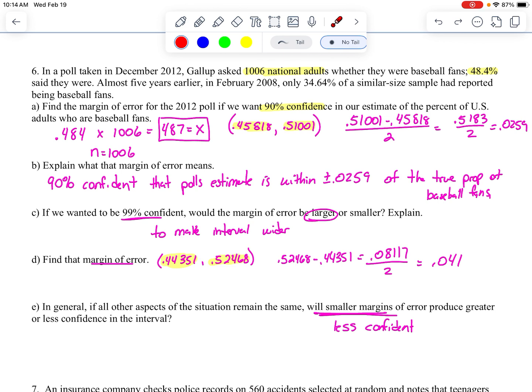Again, a poll was taken from Gallup. It asked 1,006 national adults whether they were baseball fans. If we highlight this, the 48.4 and the 1,000 national adults hold the important part. This is just extra information. We're going to find the margin of error for that 2012 poll at 90% confidence.